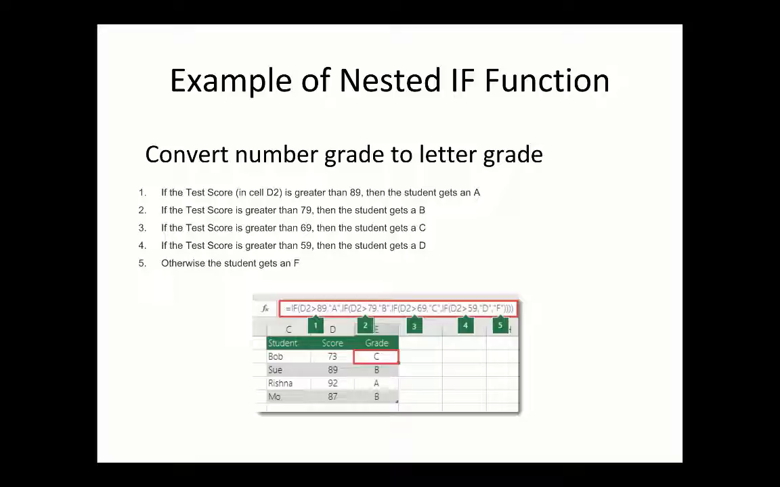If that is false, then test if the score is greater than 69. If that is true, return a C. And if that is false, test if the score is greater than 59. If that is true, return a D. And if that is false, return an F. You can see how this can start to get a bit complicated with numerous nested if functions.